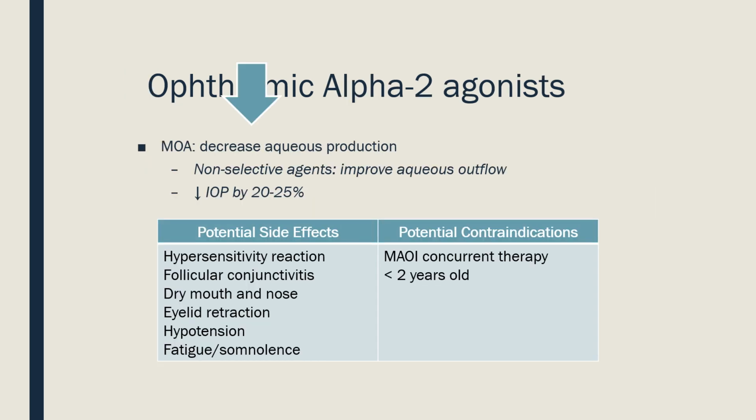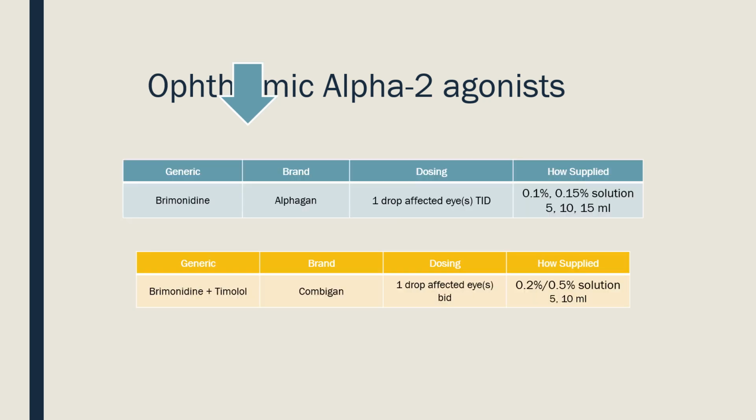Ophthalmic alpha-2 agonists decrease aqueous humor production. Non-selective agents, just meaning alpha agonists, can improve aqueous outflow. These agents decrease intraocular pressure by 20 to 25%. These agents are contraindicated with use of MAOIs, and there's also a drug-drug interaction for an additive decrease in pulse with other bradycardia-causing agents. I've listed the alpha-2 selective agonists here, including each agent by itself and in a combination.